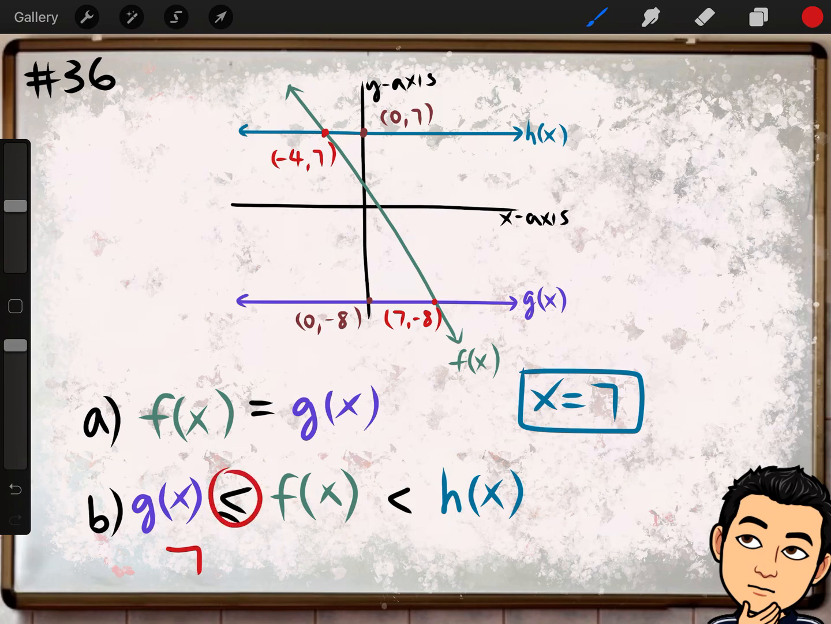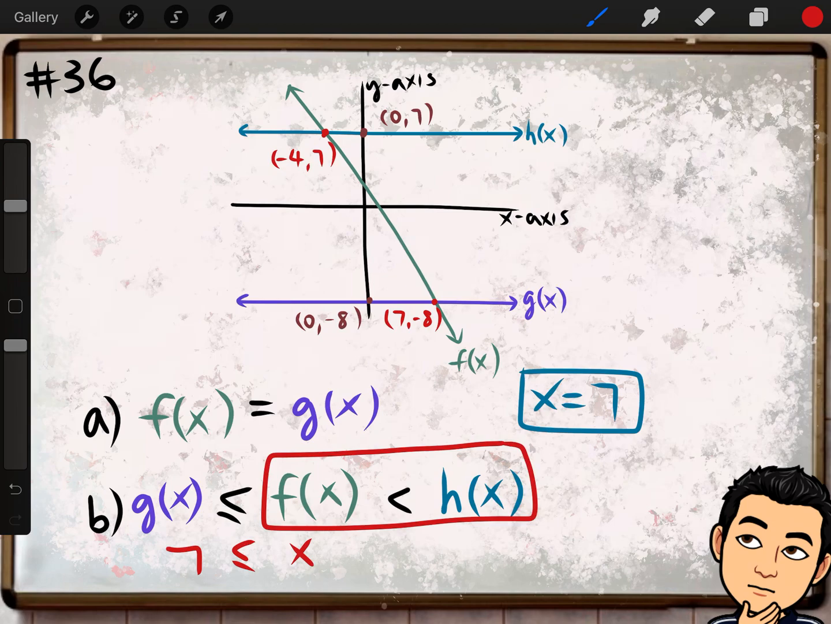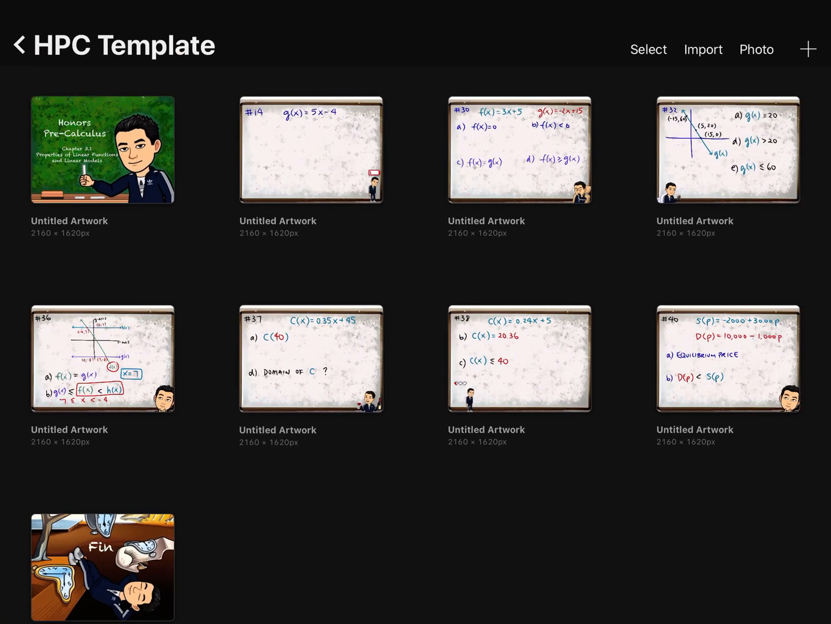Let's copy it down. It's going to be less than or equal to x, and now we're going to have f of x where it equals h of x. So f of x is right there, and h of x is right there. So x is equal to -4. Just copy down the symbol and put -4. Okay, let's go ahead and do the next one.